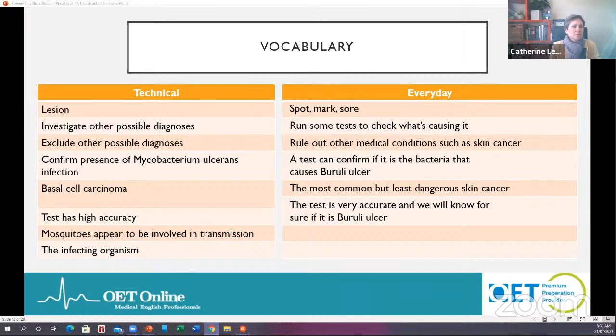You get it from mosquito bites. Maria, also still a little technical. So remember, we're looking for the way the patient speaks.